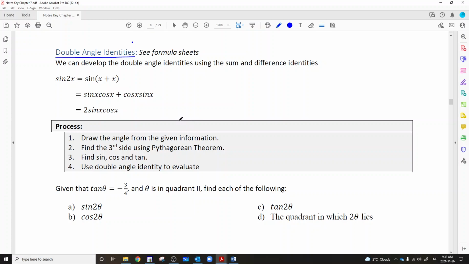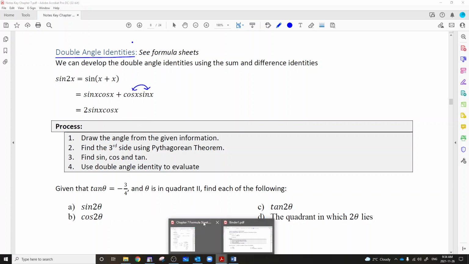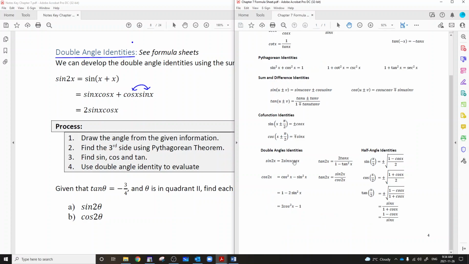The double angle identities actually come from, again, the sum and difference identities. So sine of 2x would be equivalent to the sine of x plus x, right? x plus x is 2x. If I was to use my sum identity, I would say the sine of x times the cos of x plus, because you match your sine, the cos of the first angle x times the sine of the second angle x. I've got sine x cos x plus cos x sine x, which really is just 2 sine x cos x. So if you go to your formula sheet, there it is. Sine of 2x is equal to 2 sine x cos x.